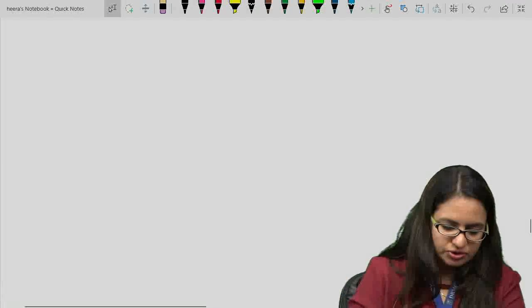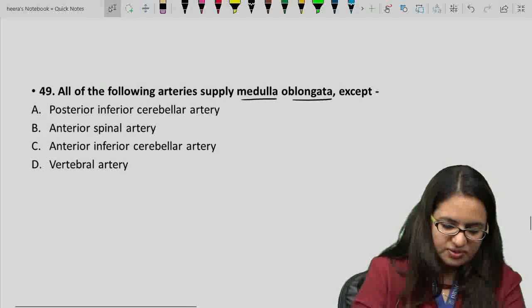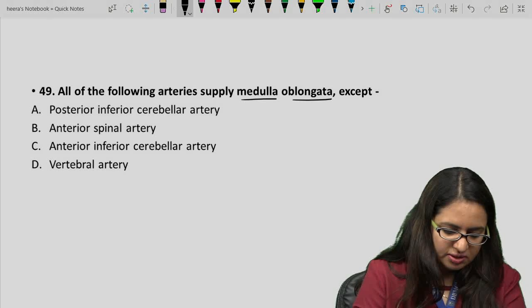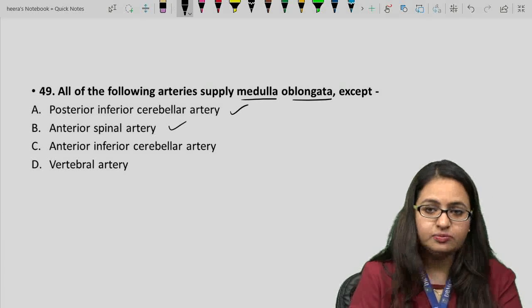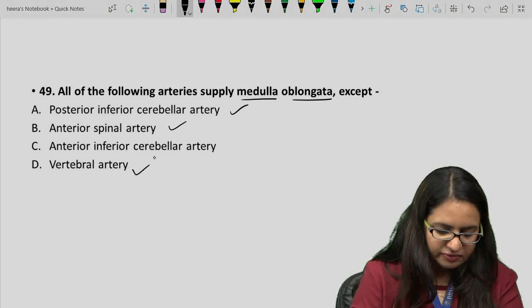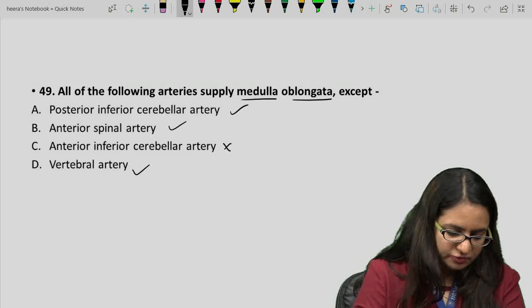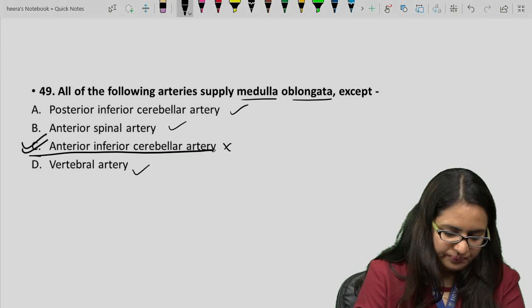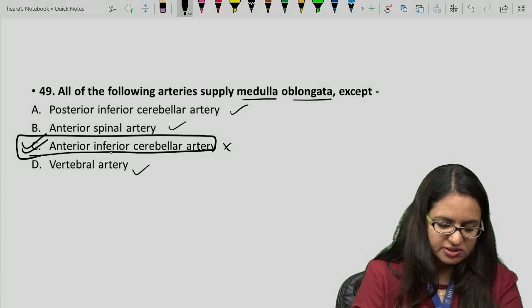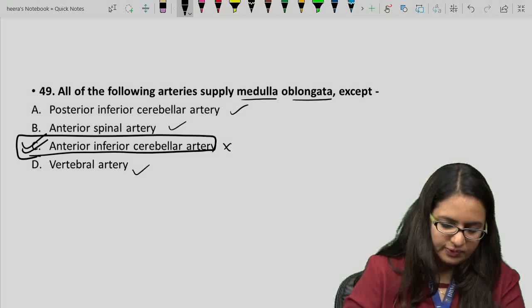So if you come back to the question now, the question says that all these arteries are supplying the medulla except one. The posterior inferior cerebellar artery, the anterior spinal artery, the posterior spinal artery, and the vertebral artery all supply it. The anterior inferior cerebellar artery is not supplying the medulla oblongata, so the answer for this question will be C, that is the anterior inferior cerebellar artery.